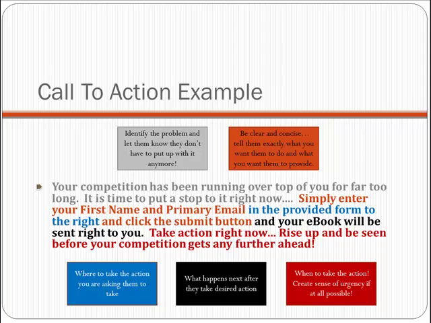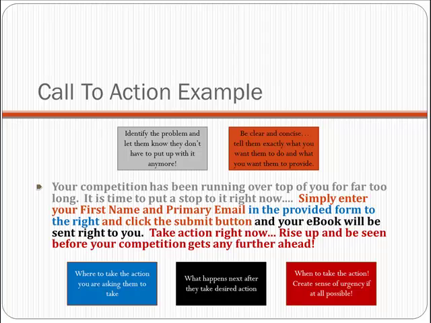Now we're going to break this down, and we've got it color coordinated here to help us see what we're talking about. We're going to start with the gray. It says to identify the problem and let them know they don't have to put up with it anymore. Let's take a look and see if we've done that. Your competition has been running over top of you, so there you've identified the problem, and far too long. It's time to put a stop to it right now. So basically, you're letting them know the problem and that they don't have to put up with it anymore, that we're going to put a stop to it right now.